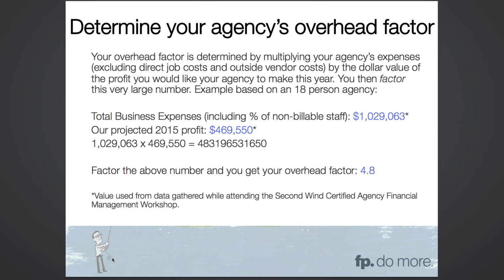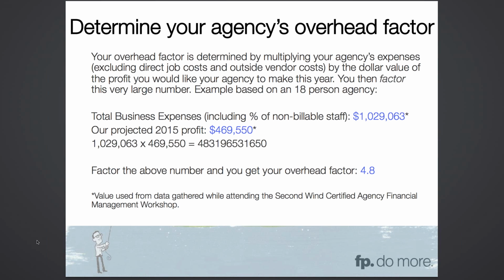We then looked at our projected 2015 profit. Now that number that you see there, that 469,550, that's actually an average profit amount for agencies in 2014, and it comes out to almost exactly 15% profit margin, which I thought was really cool to see in that survey. So these are some realistic numbers here.